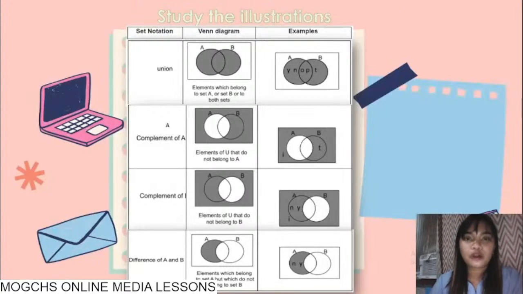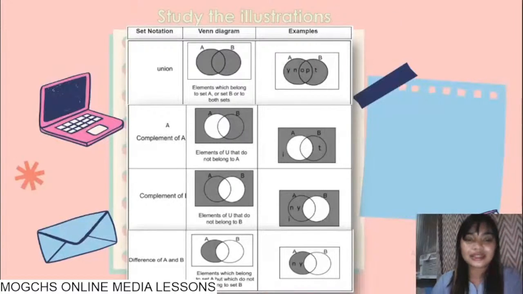Okay. For the complement B, it is all shaded except for the set B. So it means the elements of the U that do not belong to B. So in the example, there are elements in set A and the outside of the set. But there are no elements of set B because those elements belong to set A and outside of the set.